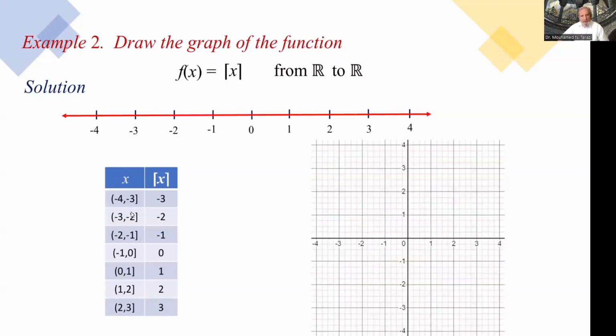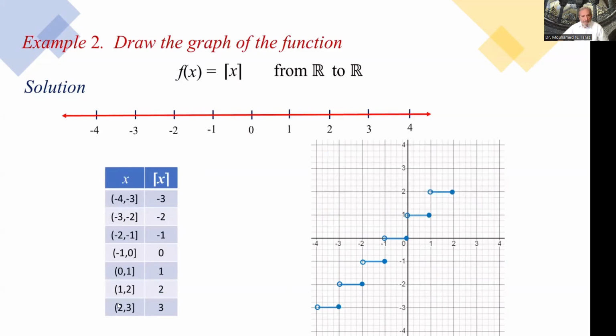You draw it again: you take from -4 to -3. The value is -3. It goes down to here. It's open on this side, closed on this side. Then from -3 to -2, we get -1. And then, sorry, that was -2, -1, 0, 1, 2.